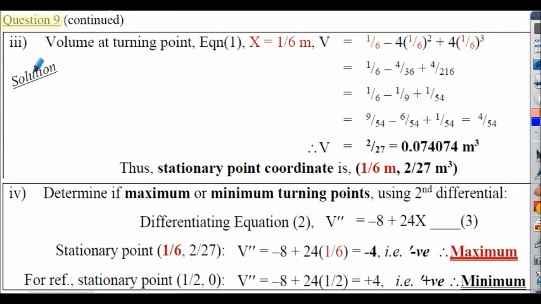And question 9, solution continued. Here we find the maximum volume, doing both fraction and decimal. I have laboured the use of fractions here for your reference. Some students find fractions difficult to follow. I tried to labour the solution to help you here. And as always, we have to finish by finding if it's a maximum or minimum turning point using the second differential. We find that for an x value of 1 upon 6, the volume is a maximum.